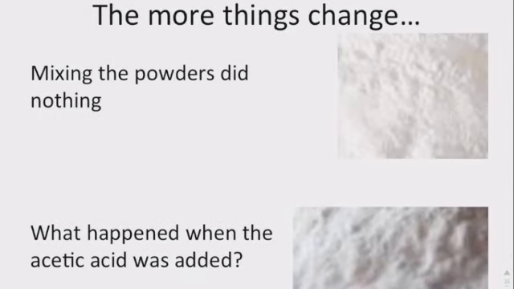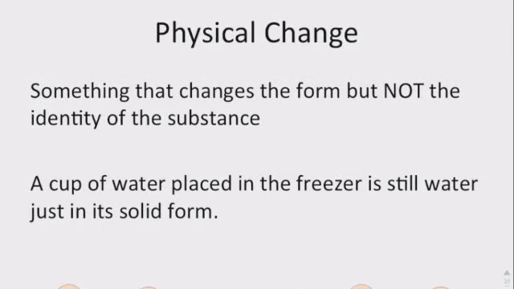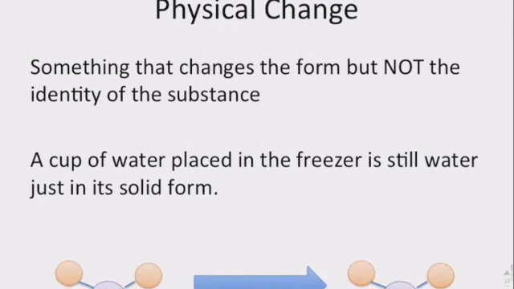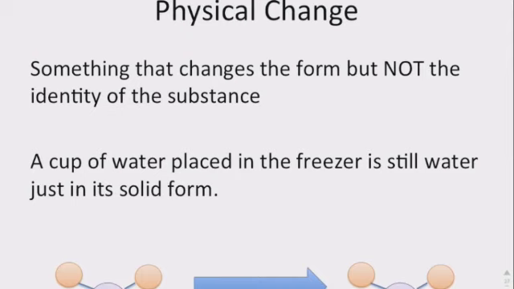So in looking at that lab, when we mixed the powders, nothing really happened. They didn't do anything. And what happened when the acetic acid was added? Well, then we saw a chemical reaction happen. So when we're looking at this, we had two types of changes. When the two solids were mixed together, nothing really happened. We physically mixed them together.